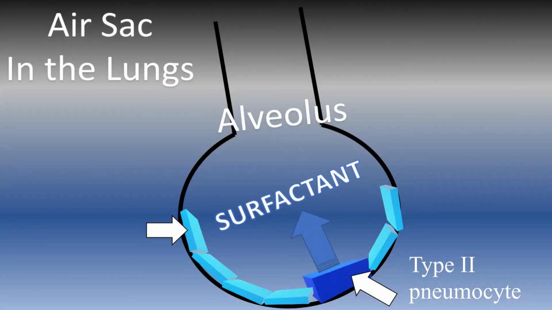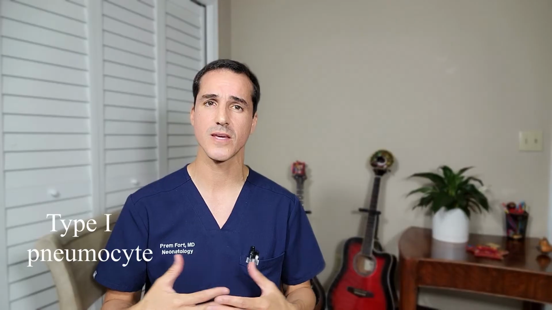Now, if we look at the biological function of surfactant, surfactant is produced by type 2 pneumocytes, or type 2 lung cells. They're basically cuboidal, as opposed to the type 1 flat cells that for the most part form the structure of the alveoli, the air sacs. Type 2 pneumocytes are the ones that actually produce this substance called surfactant.